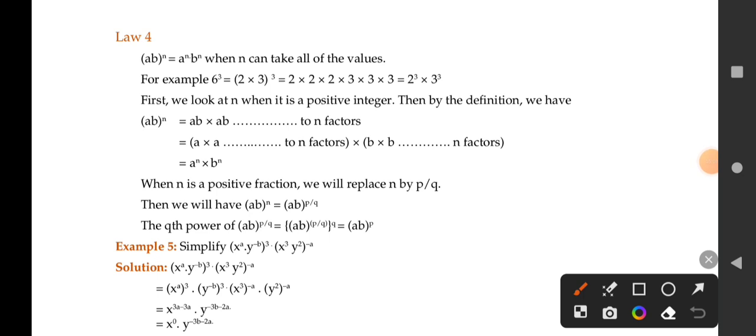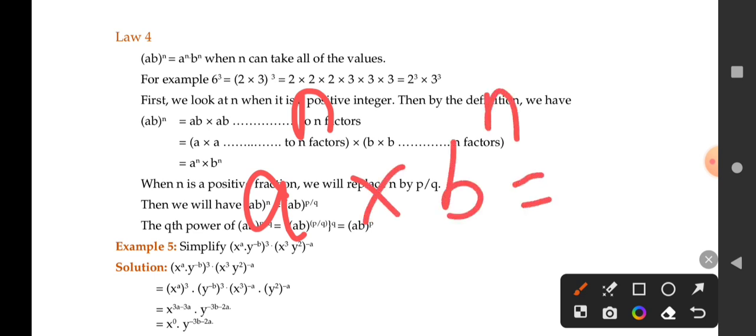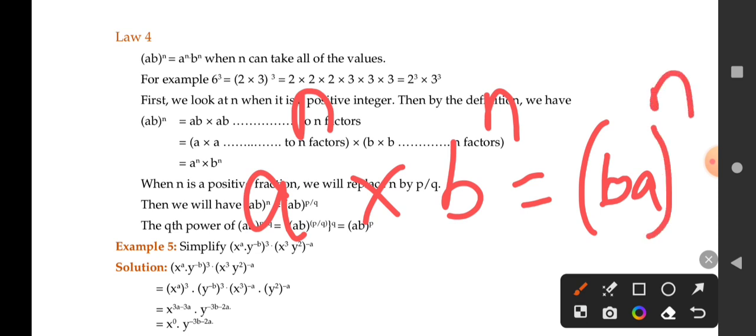I've already explained that different bases, same power, we are going to multiply. Division, there is no rule. A power n into b power n we have as ab raised to n. I have written ab whole raised to n.